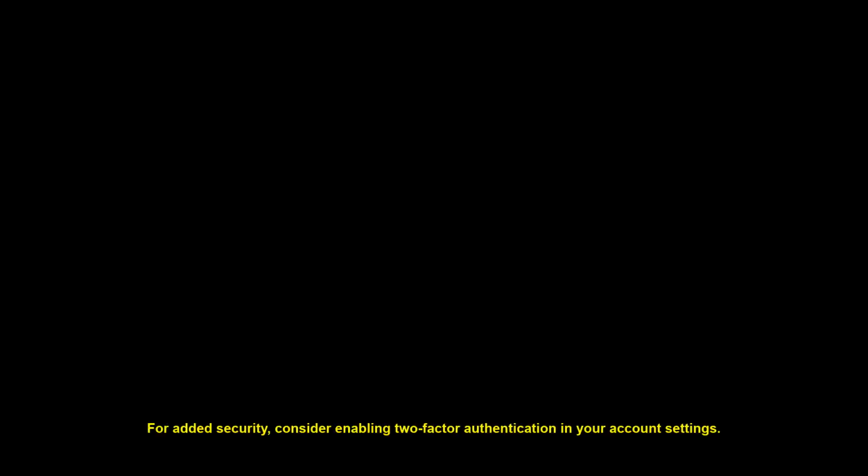For added security, consider enabling two-factor authentication in your account settings. If prompted, enter the verification code sent to your mobile device or email. Upon successful entry of your code, you will have access to your account. Now you are ready to explore the features of your Google Optimize Alternative.